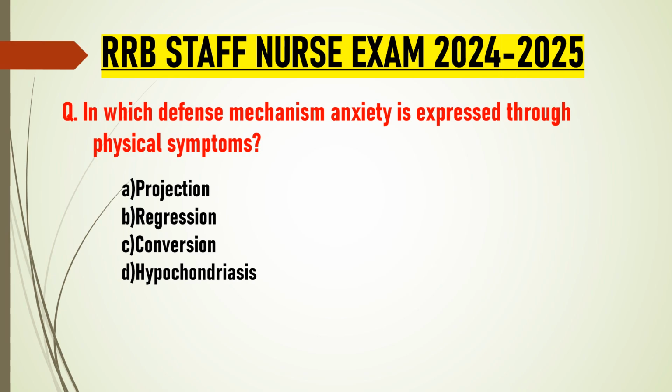In which defense mechanism is anxiety expressed through physical symptoms? Option A, projection. Option B, regression. Option C, conversion. Option D, hypochondriasis. So the answer is option C, conversion.